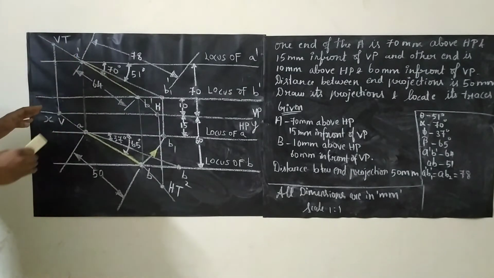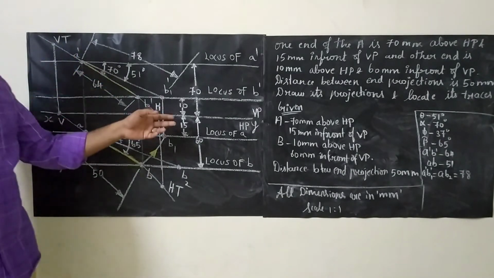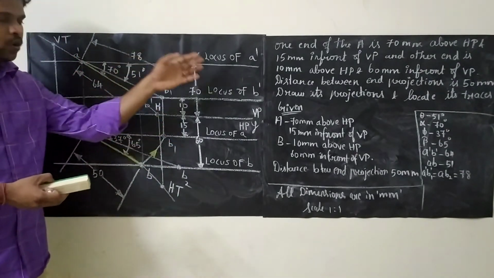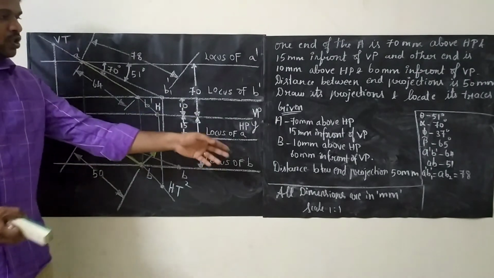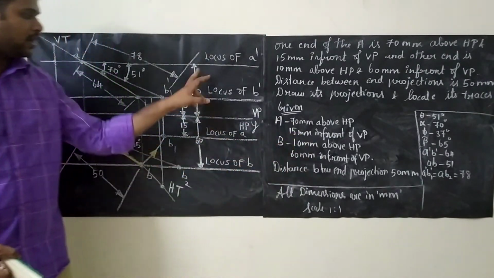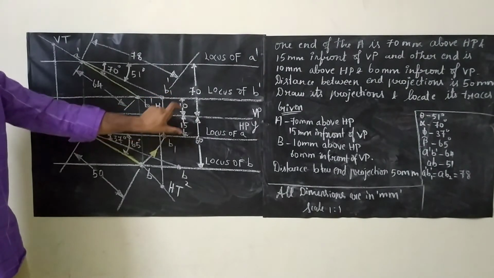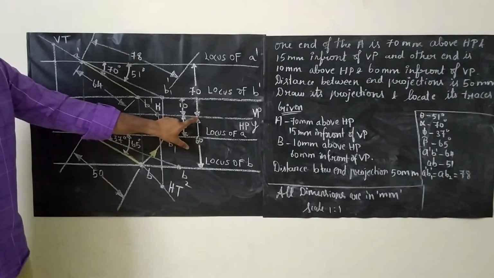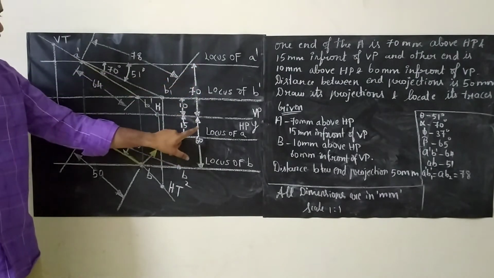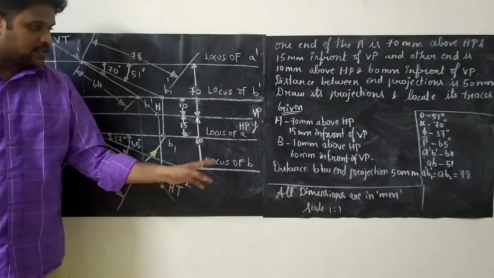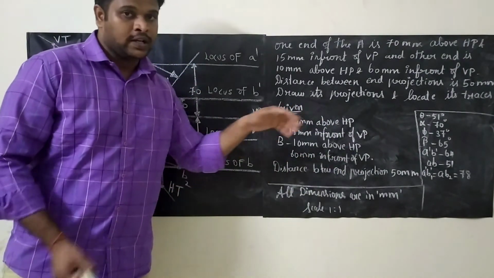After completing it, one more thing we have to dimension. Initially we have drawn the locus, right? For that we used this data, so we have to mark the dimension here. This distance is 10 mm and this is 15 mm. The distance from the reference line to the locus of A dash is 70 and from the reference line to the locus of B is 60. All these data we just used in our preliminary steps.